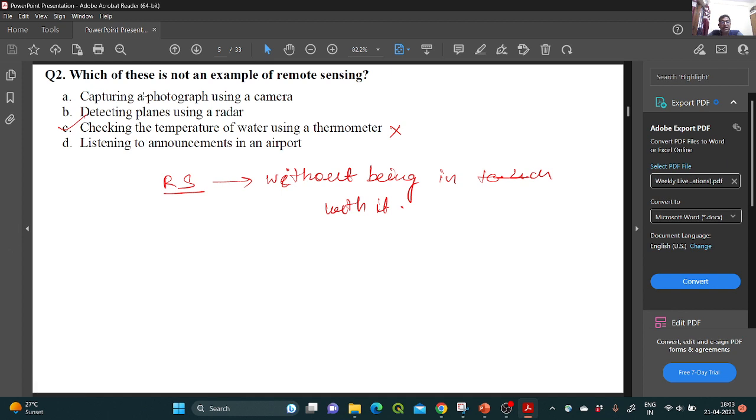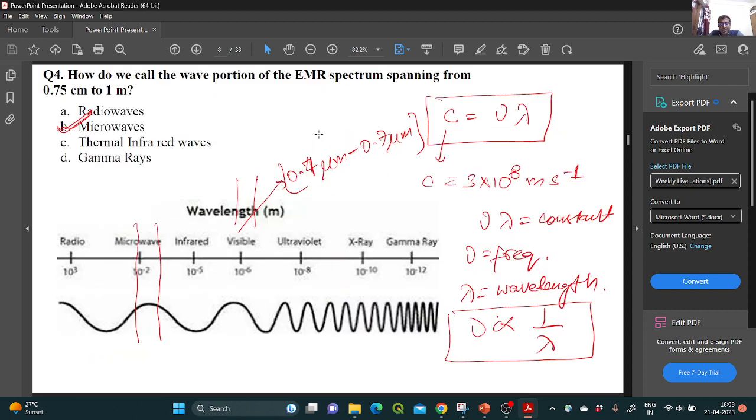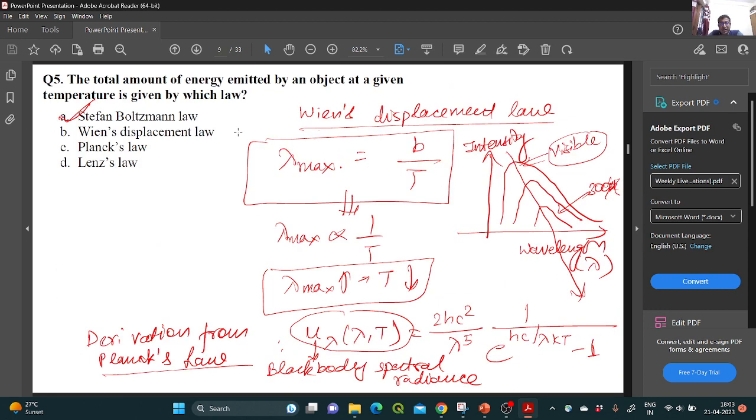So we discussed that. Then, which of these is not an example of remote sensing? We discussed a few questions first of all. But for today's session, I would be dealing with only the mathematical parts. So the most important formula in the first few lectures of this live session is number one, Planck's law, from which all the resulting laws like the Stefan-Boltzmann law and Wien's displacement law are derived. So you need to be well versed with them.